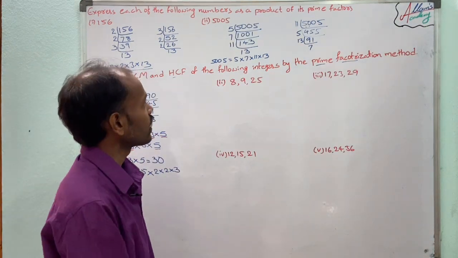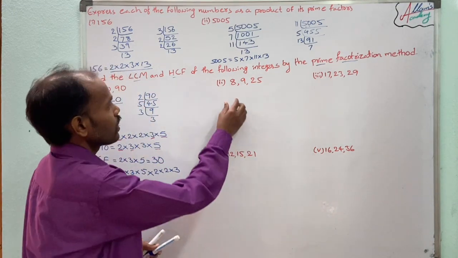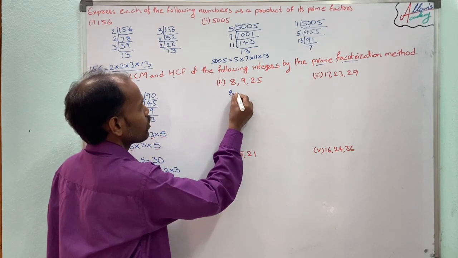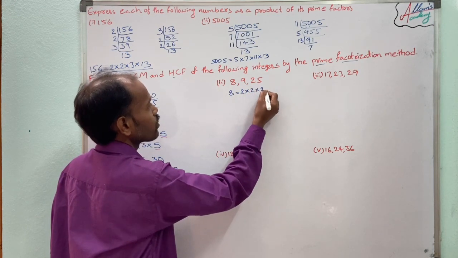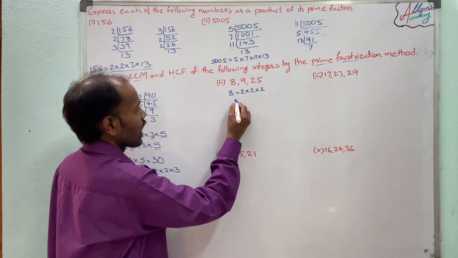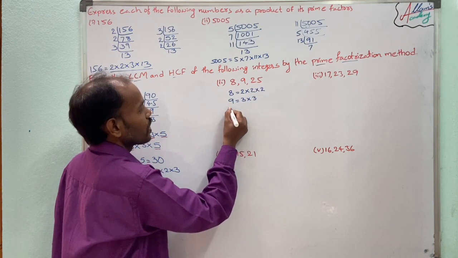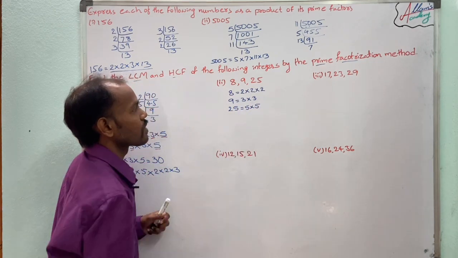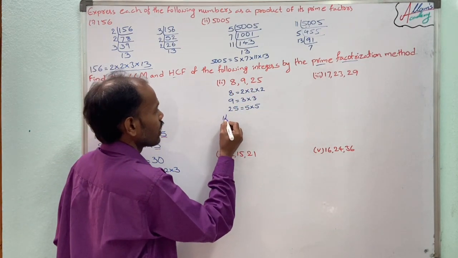Now finding the HCF and LCM of the given numbers 8, 9, 25. The prime factorization of 8 comes in the 2 table: 2 4s are 8, and 4 can be expressed as 2 2s. So 8 can be expressed as 2 into 2 into 2. Then 9 is 3 3s, and 25 is 5 5s. So now finding the HCF and LCM of the given numbers.